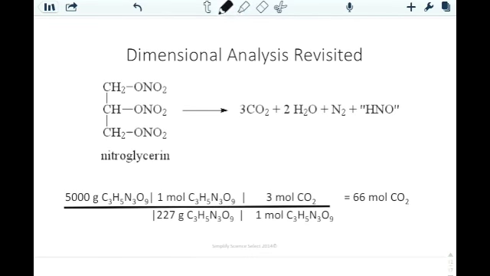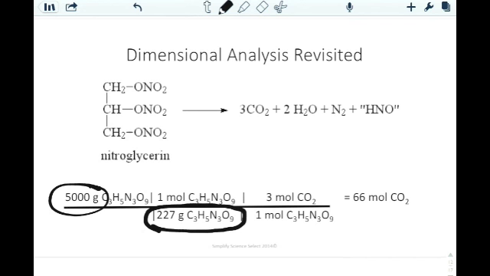So looking at dimensional analysis again, here we have our nitroglycerin, and we're saying that we have 5,000 grams of it. Well, if I want to convert it to something else, I have to use the mole ratio, so it has to be in moles. So I have my 5,000 grams. Remember, if you ever see grams, you need the gram formula mass. The gram formula mass of nitroglycerin is about 227 grams per mole. So that's where we see this relationship: 1 mole equals 227 grams.